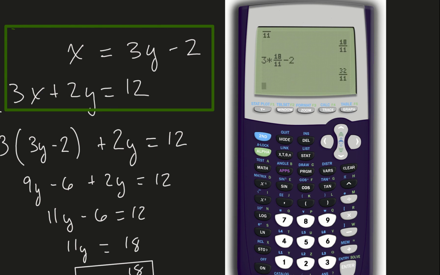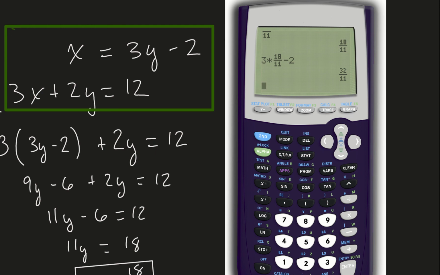You can see when I press enter it does say 32/11. So indeed using y as 18/11ths does produce 32/11ths on both sides of that first equation. Now let's take a look at the second equation.